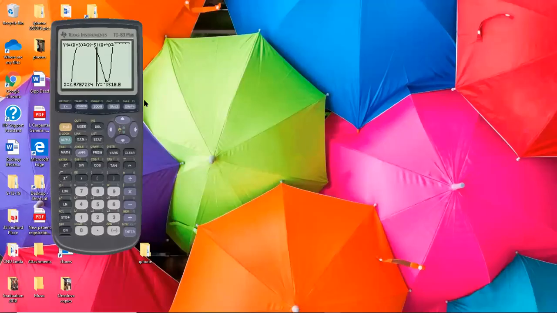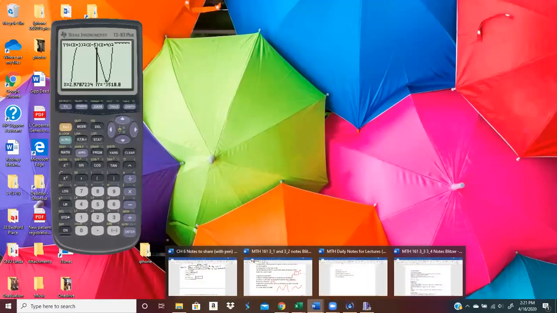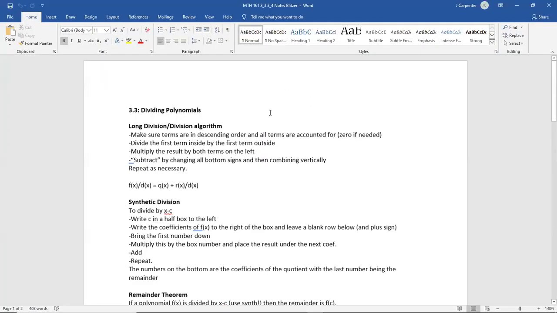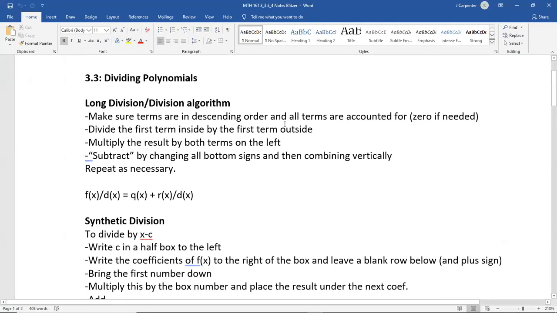New share screen. 3.3, dividing polynomials. This is something that you were supposed to have learned in your developmental math, either in Algebra 2 or in MTE 7. But it's also one of those things that we know a lot of people forget very easily, so we readdress it. It just seems like most of the readdressing stuff was done earlier in the semester. No matter.